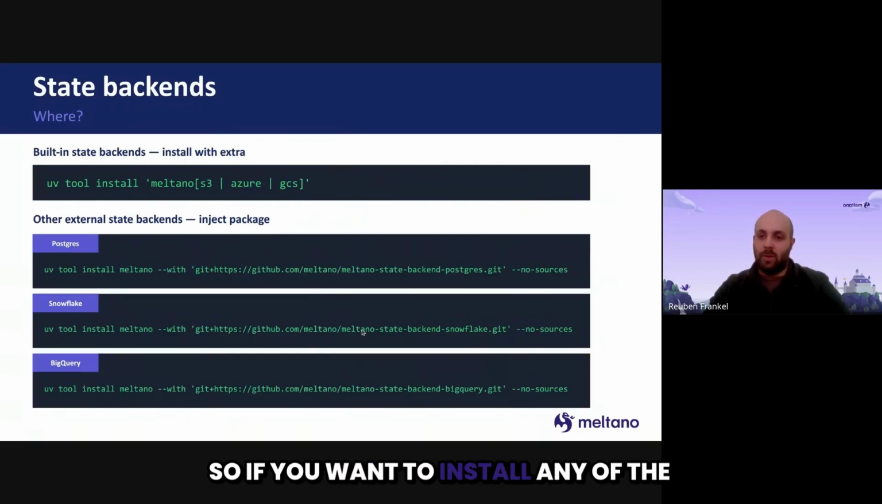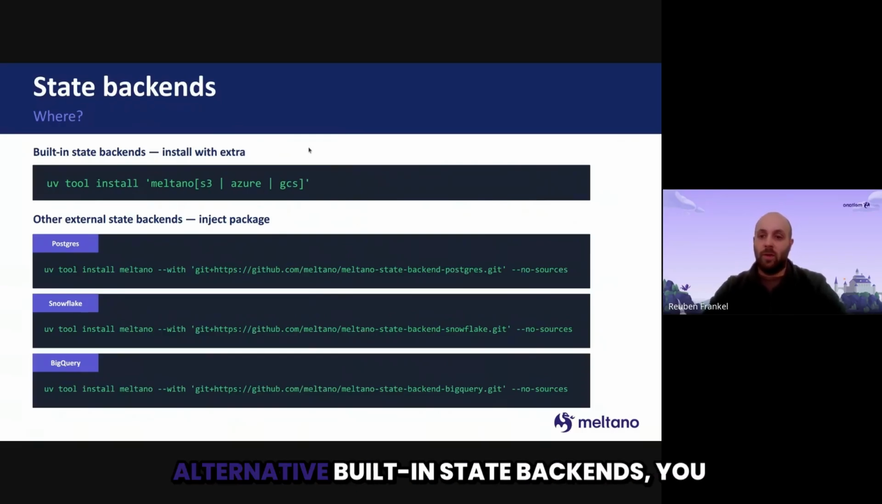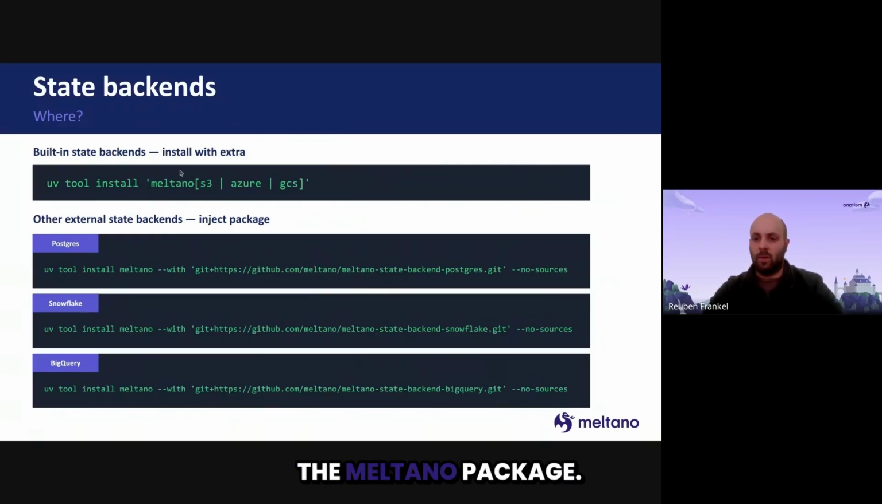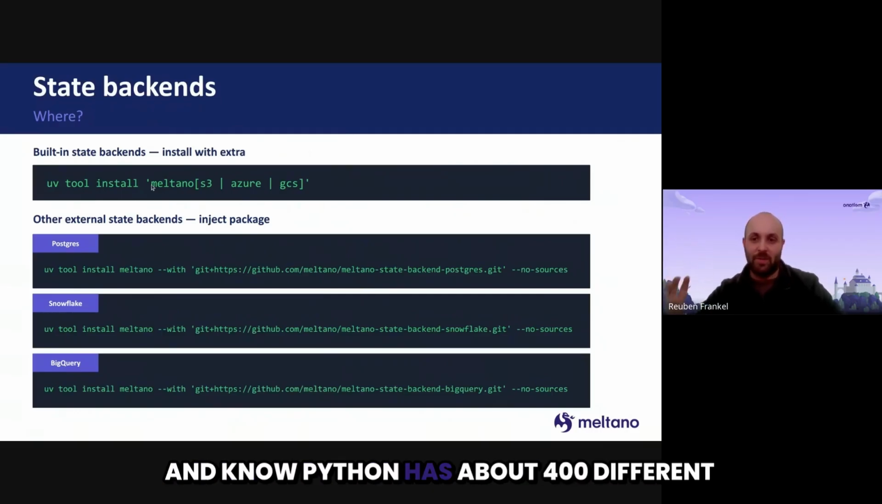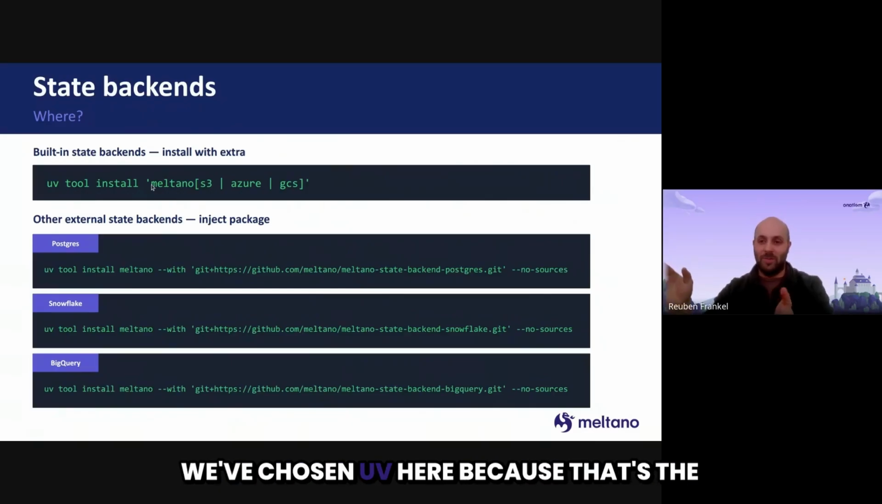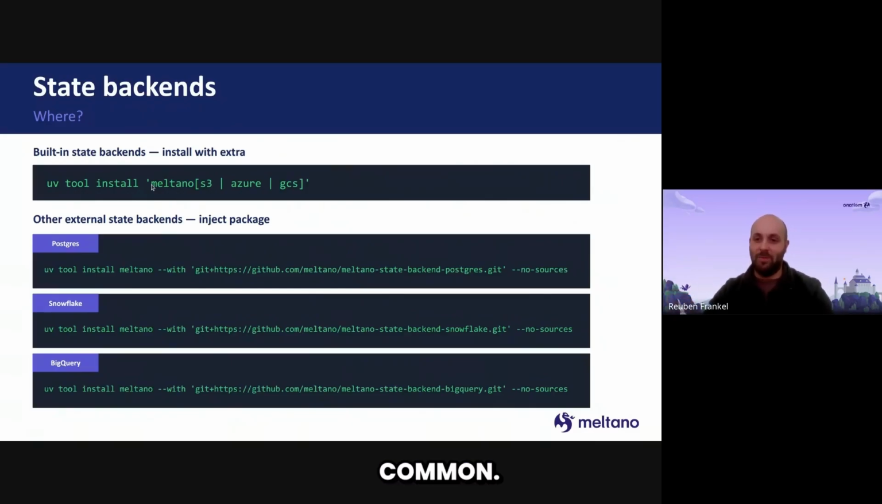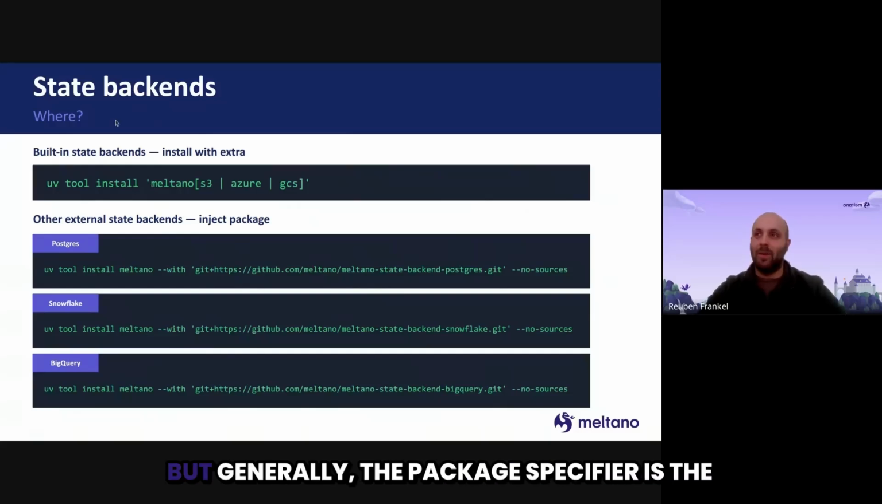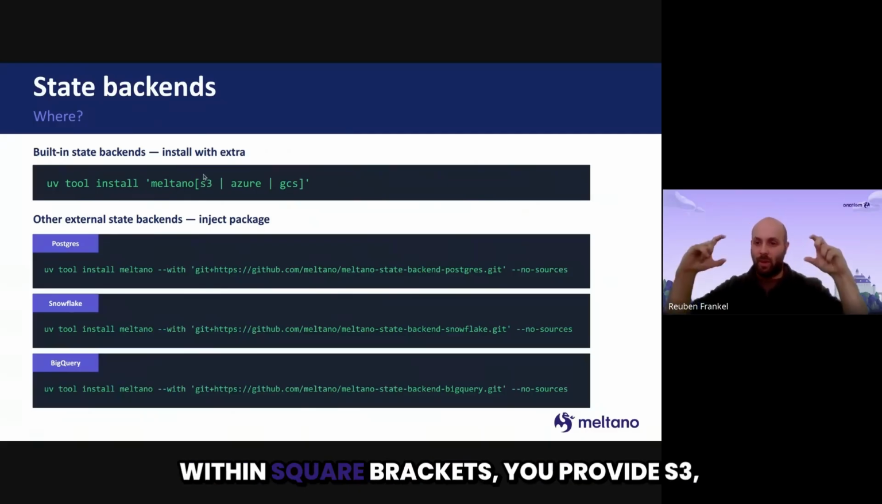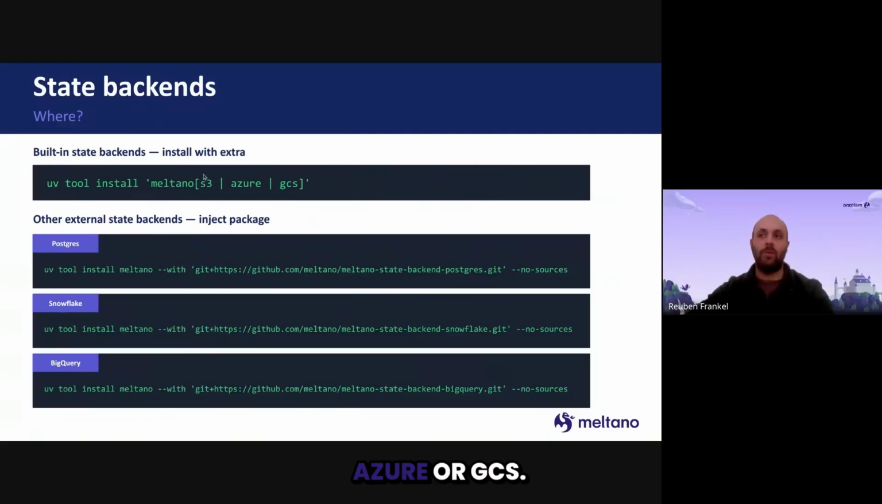If you want to install any of the alternative built-in state backends, you would install them as an extra alongside the Meltano package. Python has about 400 different ways that you can pip install something. We've chosen uv here because that's the common best practice at the moment, I think. But generally the package specifier is the same: you provide Meltano, and then within square brackets, you provide S3, Azure, or GCS.